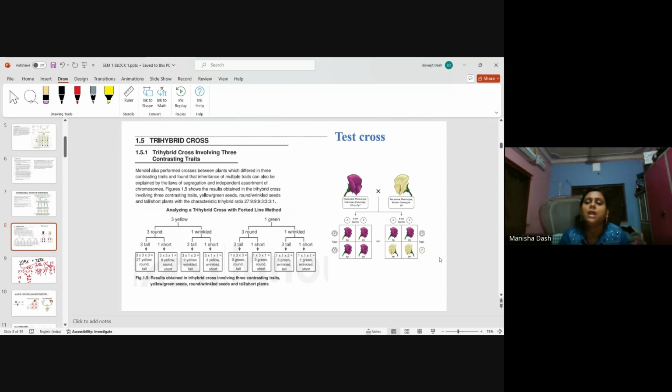Okay. Then coming to what is meant by test cross. So if you look at the slide.